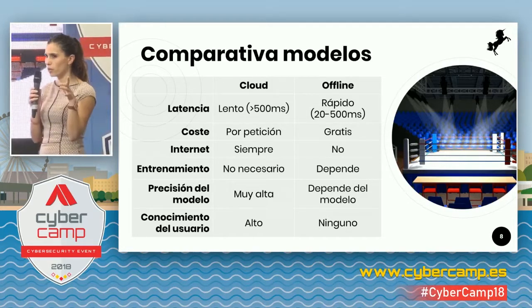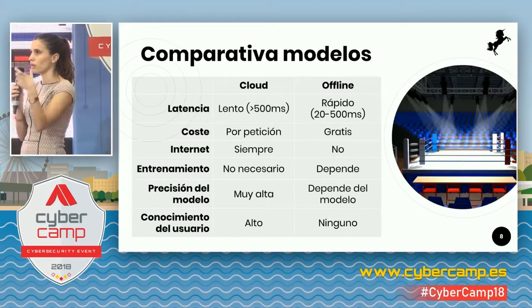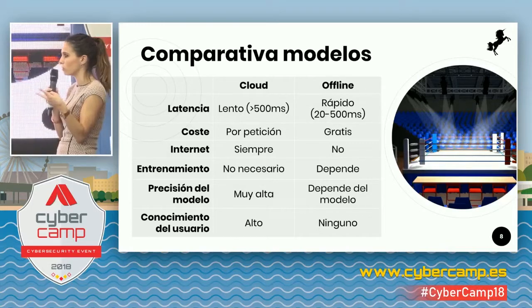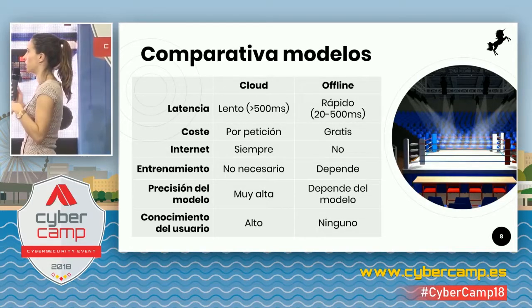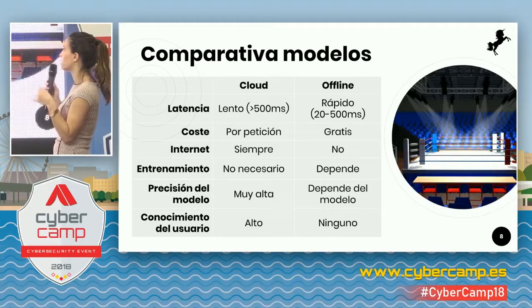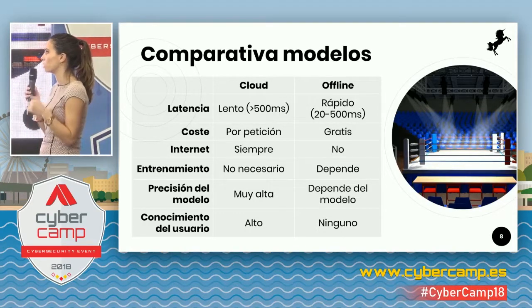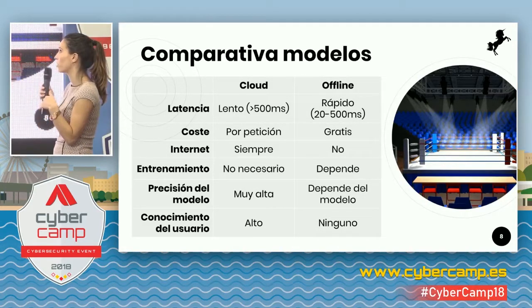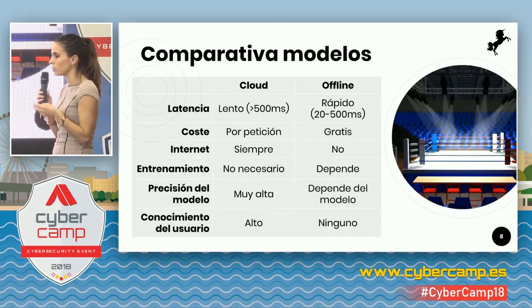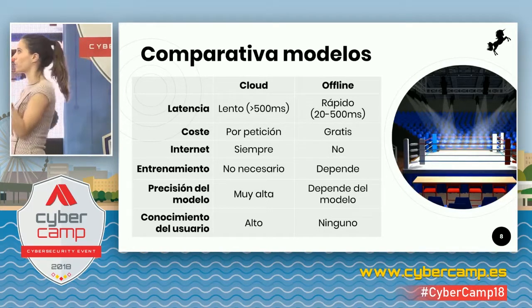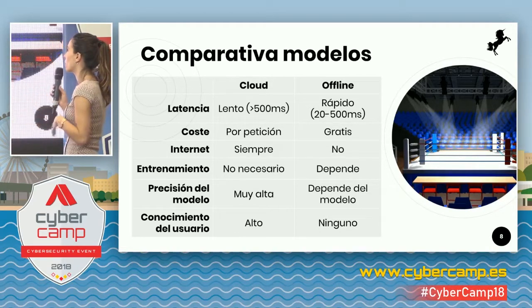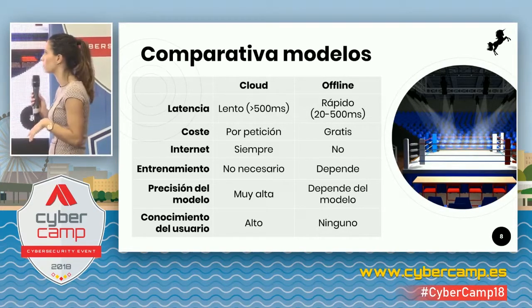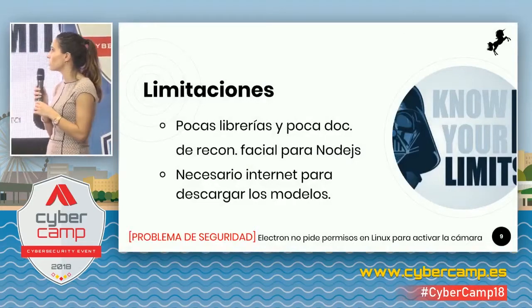About accuracy, the cloud model allows not just face detection, but also knowing if 2 faces are the same or not, and you only need 2 pictures for that with very high probability. About prediction accuracy, offline, it very much depends on which system you select. About user knowledge, the user needs to configure the Amazon account, whereas with the offline mode, it's all transparent and the user doesn't need to know what's going on.